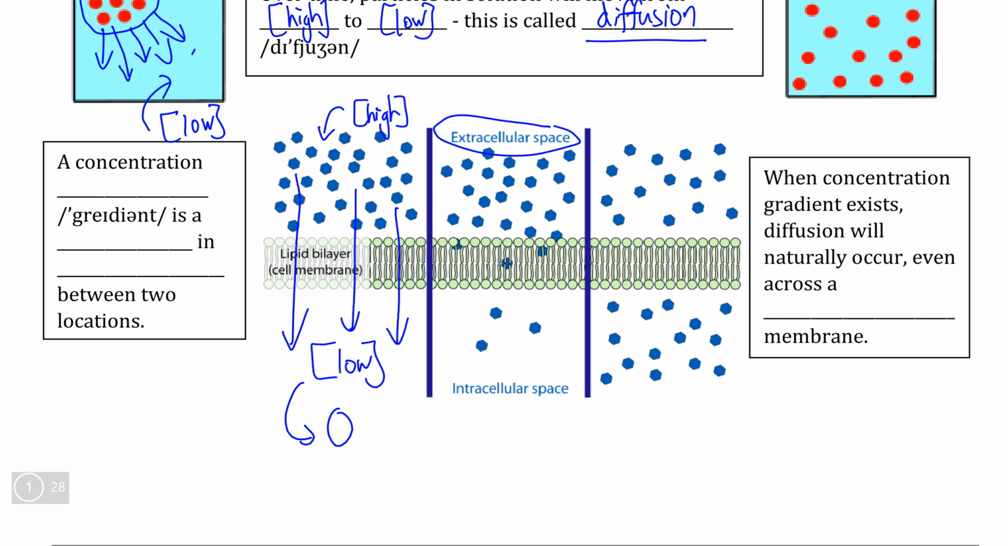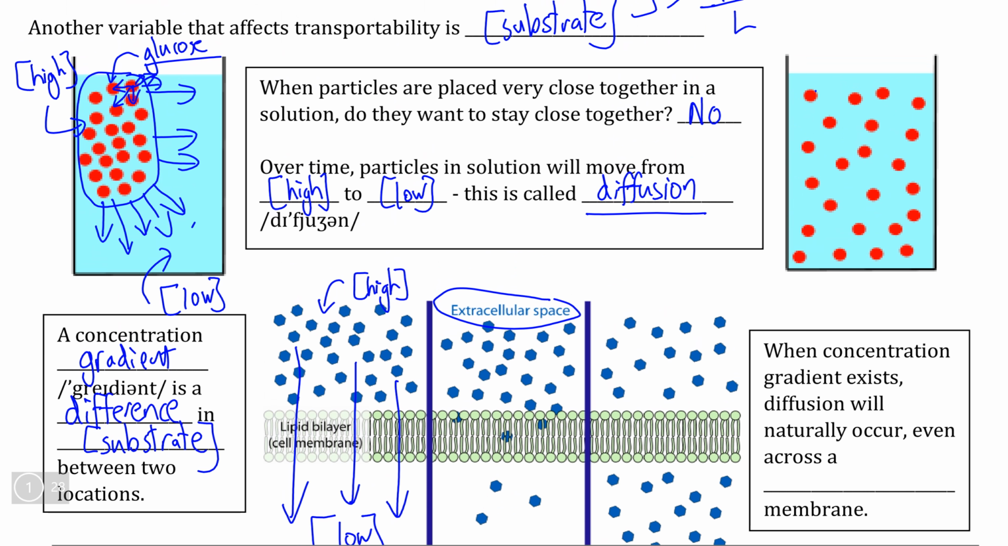This phenomenon where we have clearly defined areas of high concentration and low concentration is what we call a concentration gradient. And again, this is a difference because we can clearly see that we have more solute on the outside than we do inside. This difference exists between substrate concentrations between two different locations, one outside the cell and one inside the cell. Although, as we saw with the beaker, we can have concentration gradients that form in a single solution like this.